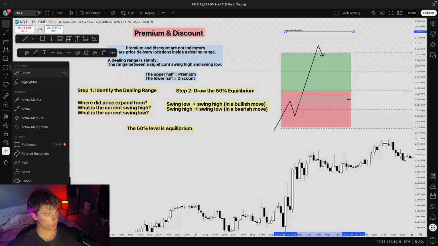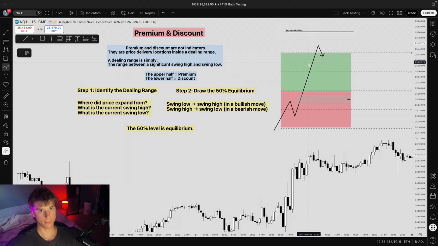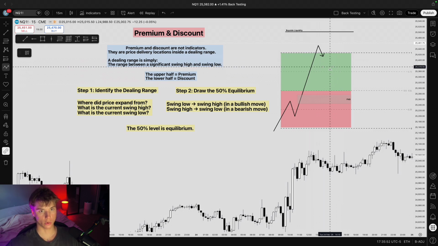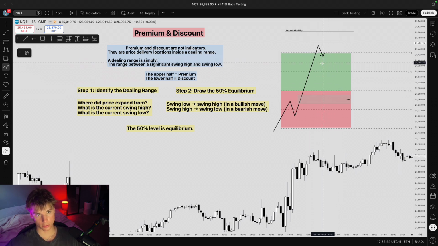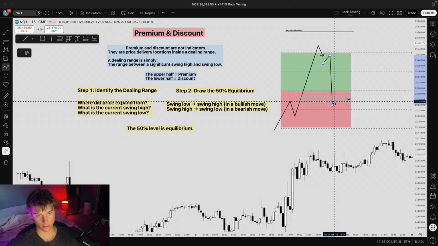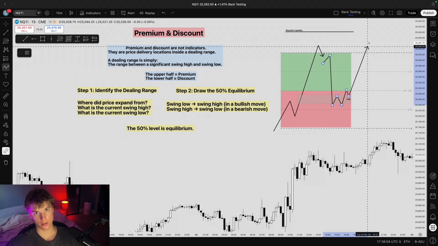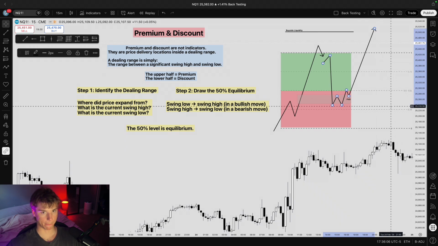The way that we are going to structure this is we don't want to buy in a premium, right? Because price could redeliver and offer price lower. So what we wait for is sit patiently, wait for price to come into a discount because we want to buy in a discount, and then form our entry model to the upside, taking out buy side liquidity.